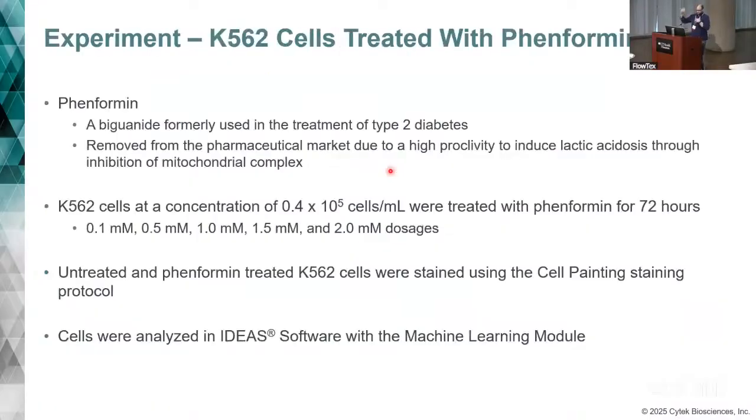So the way that these cells were treated is we have phenformin, which is a biguanide. It was used in type 2 diabetes treatment, but they removed it from the pharma market because it induced high lactic acidosis and inhibition of the mitochondrial complex. And so we took this, had different doses, cells were treated for 72 hours, and then they were analyzed. They did the cell painting staining, and then they were analyzed with machine learning.